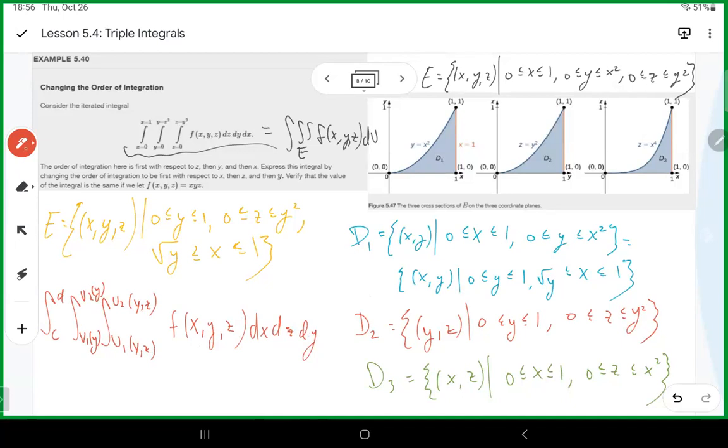And then that goes to 0 to 1 in the y, 0 to x squared in the z, and the square root of y to 1 in the x. Again, f x y z dx dz dy. All right, and then now is when we take this part into effect in the next slide.